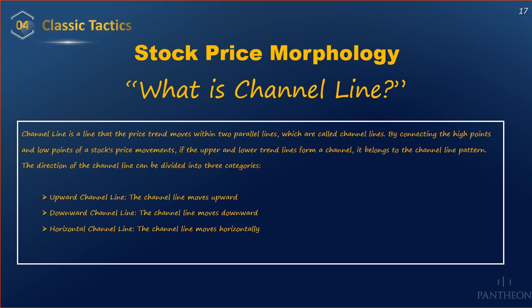The trend of the channel line can be developed into three types according to the direction of the channel line. 1. Upward channel line. The channel line moves upwards. 2. Downward channel line. The channel line moves downwards. And 3. Horizontal channel line. The channel line moves horizontally.